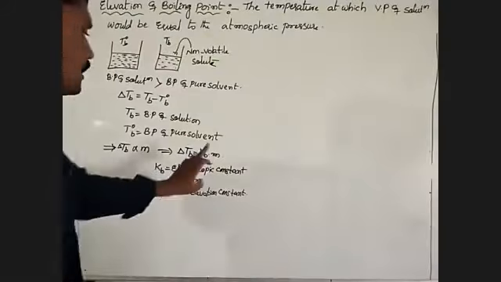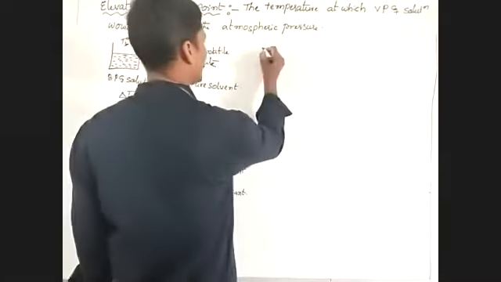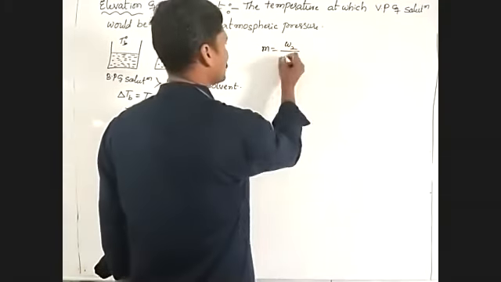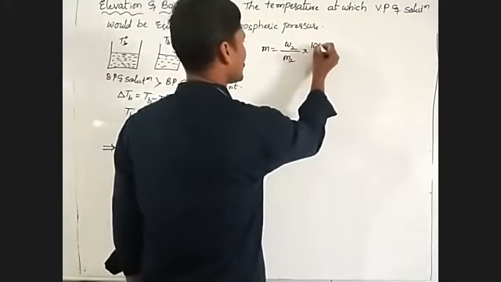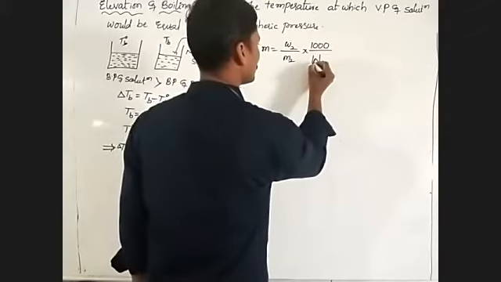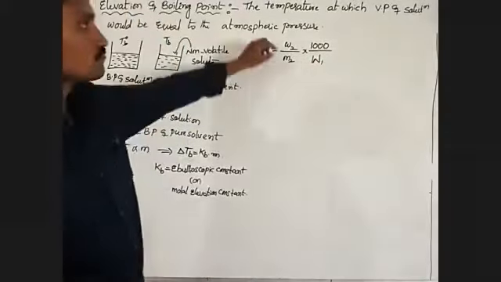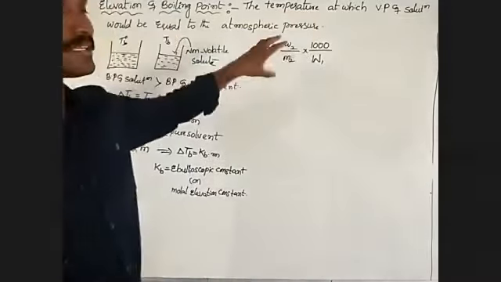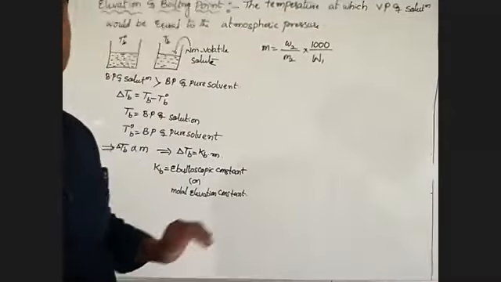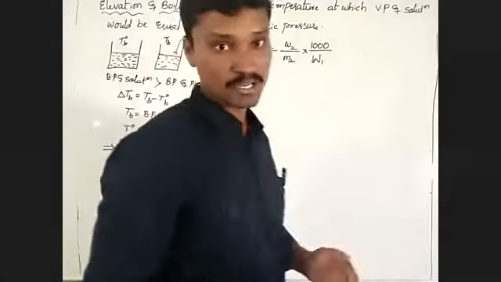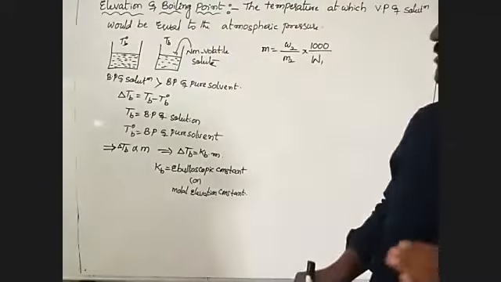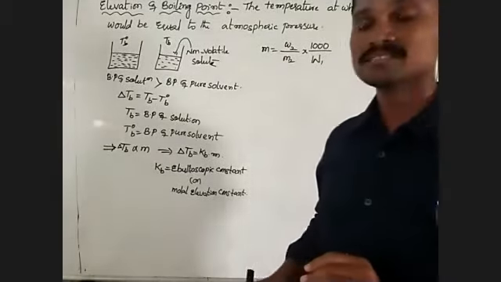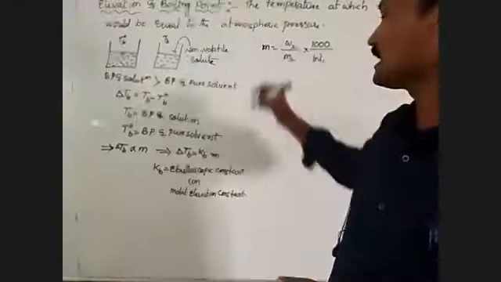Now molality m is equal to W2 by M2 into 1000 by solvent weight, that is, weight by molecular weight into 1000 by solvent weight. That is the formula of molality. Already I said that molality means the number of moles of solute present in 1 kg of solvent.